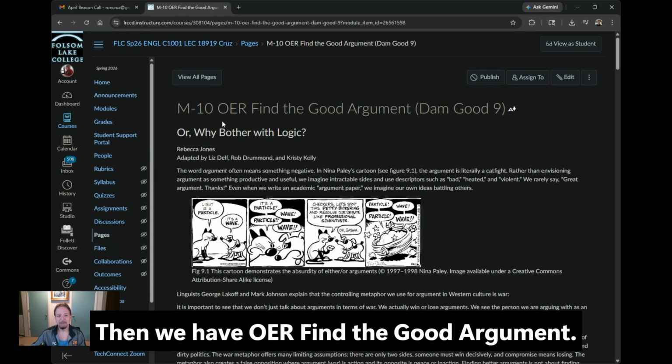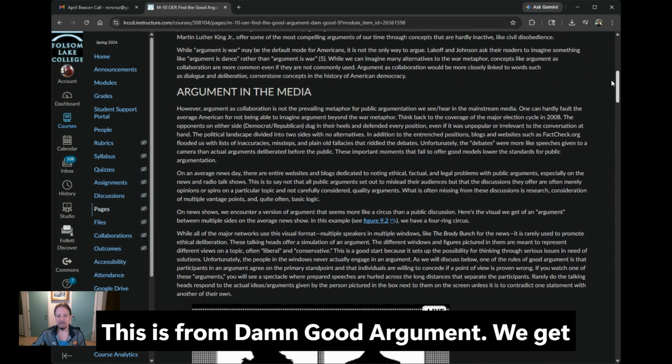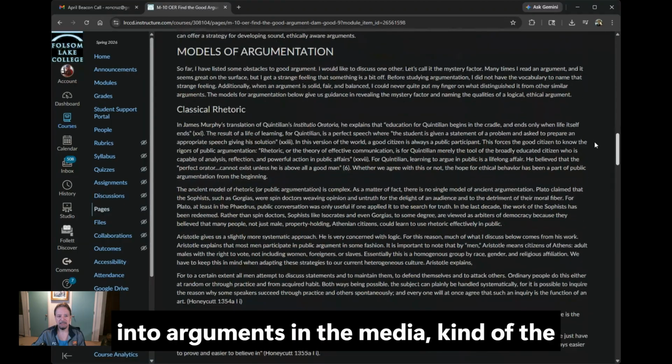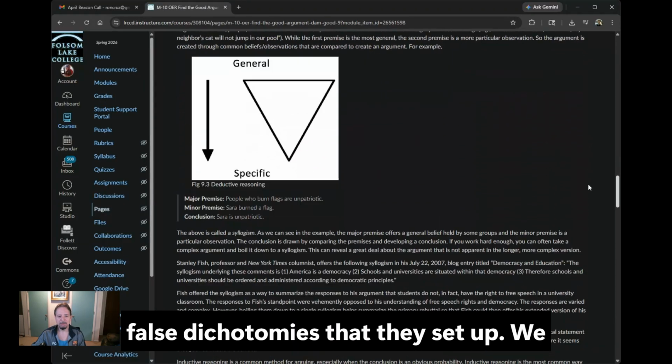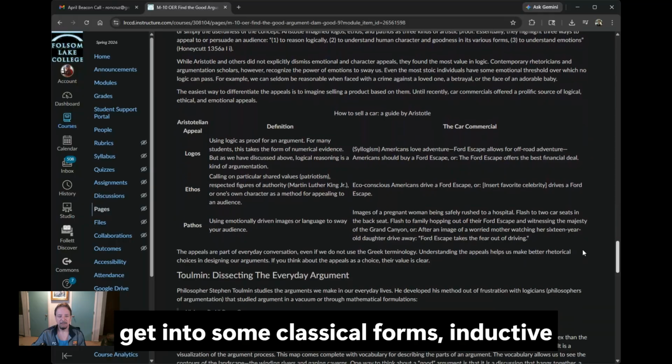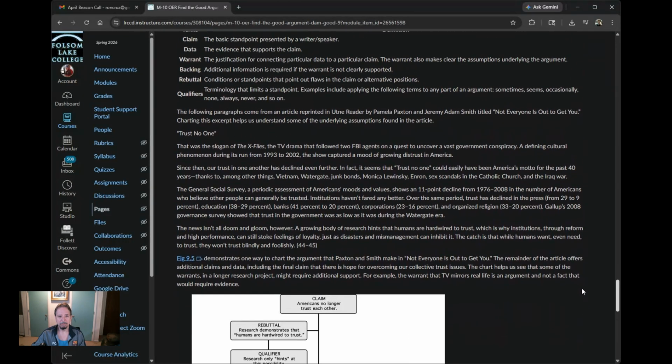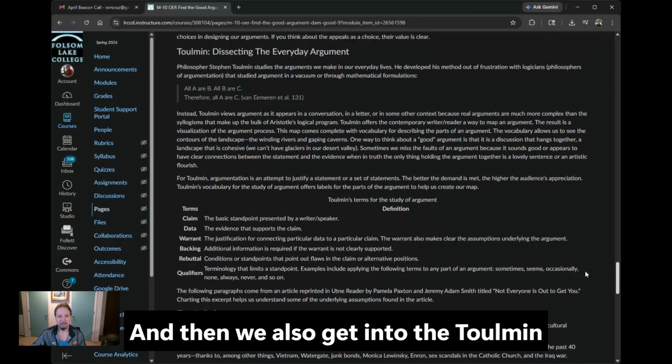Then we have OER, find the good argument. This is from Damn Good Argument. We get into arguments in the media, kind of the false dichotomies that they set up. We get into some classical forms, inductive, Aristotelian appeals. We've talked about that quite a bit. And then we also get into the Toulmin model of argumentation.